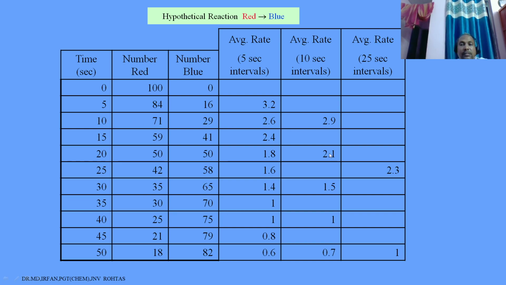ठीक है, उसी तरह से हम लोग 10 सेकंड के बाद निकालेंगे. ठीक है, ये 2.1 आ जाएगा. 25 सेकंड पर निकालेंगे तो ये आ जाएगा 2.3. नेक्स्ट 25 सेकंड के बाद ये आपका एवरेज रेट जो होगा 1 होगा.